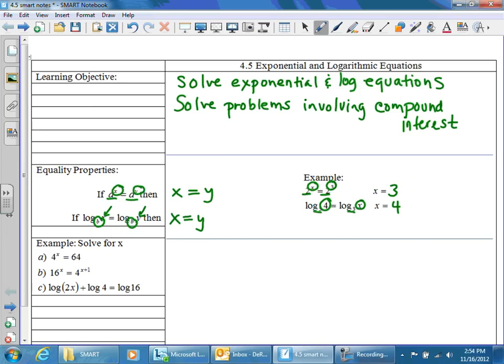So let's see how that helps me. Letter A, I have 4 to the x equals 64. So let's think how I could rewrite 64. 4 what? Cubed. So now I have the same base, so x has to equal 3. Okay, letter B.